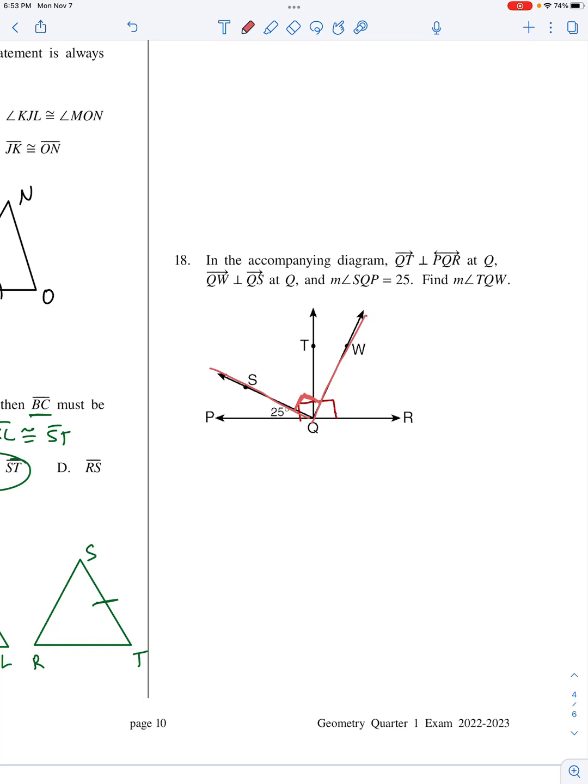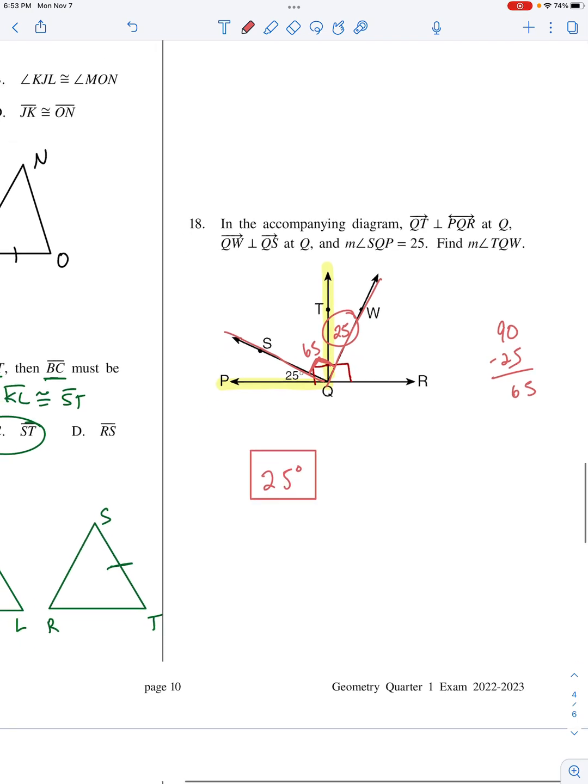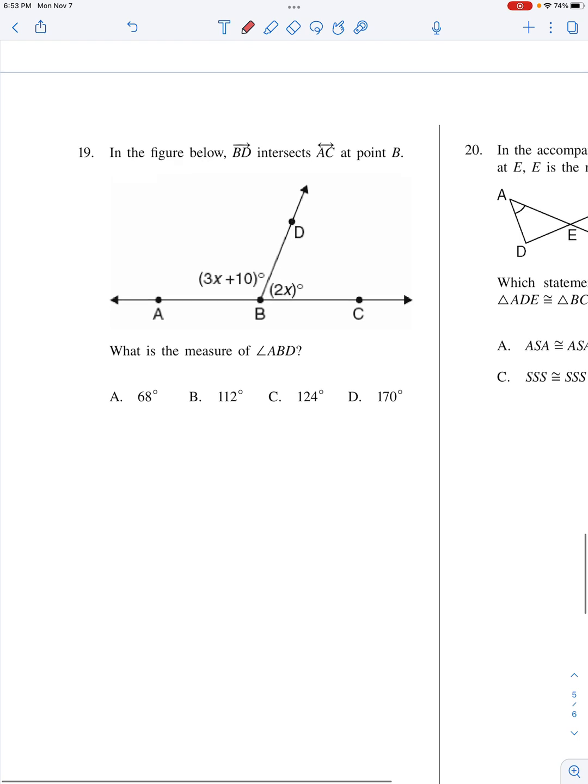So we know this is a right angle right here, which means if that's 25, do 90 minus 25 and you would get 65. But we also know that this is a right angle. So if that part's 65, then this part has to also be 25, and that's what they wanted. That one was kind of tricky. The one on the test will be easier.